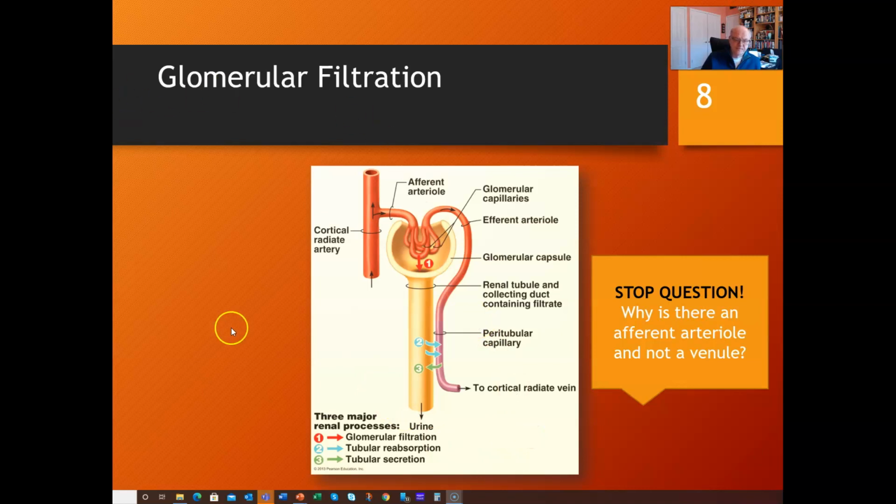So here we have some apparatus to show you. What's happening here is you have the cortical radiate artery. Remember that when we looked at the anatomy? There's a branch of that called the afferent arteriole, and it takes the blood into the glomerulus here, where filtration occurs. So the pressure inside these capillaries is much higher than outside, and it forces much of the liquid part of the blood out, along with everything that's dissolved in it. It then exits through the efferent arteriole.